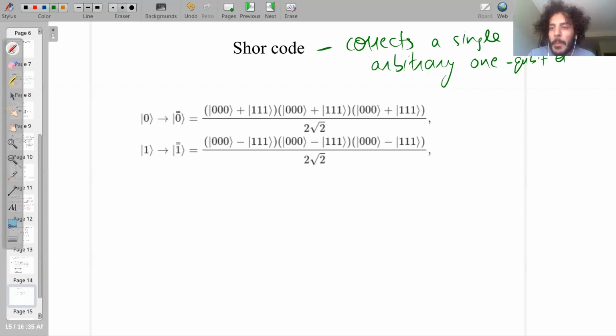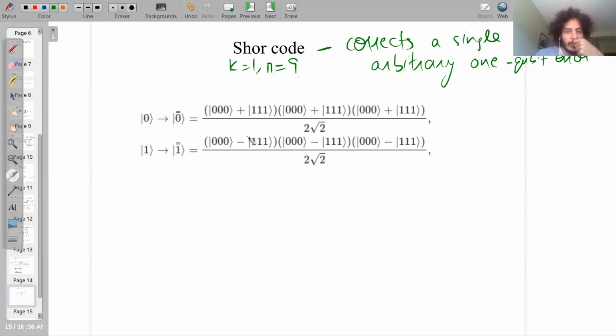Right? So what you do is you have 0 being encoded into 9 qubits, right? There are 9 qubits here. These are 3 qubits, these are 3 qubits, these are 3 qubits. So what you have here is that k equals 1 and n equals 9, right?